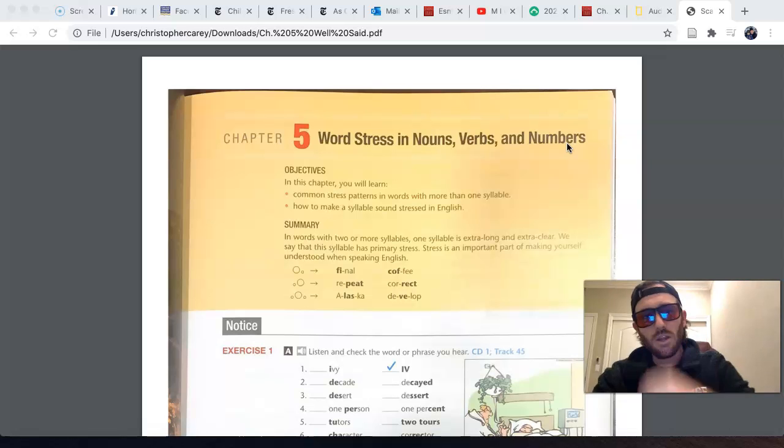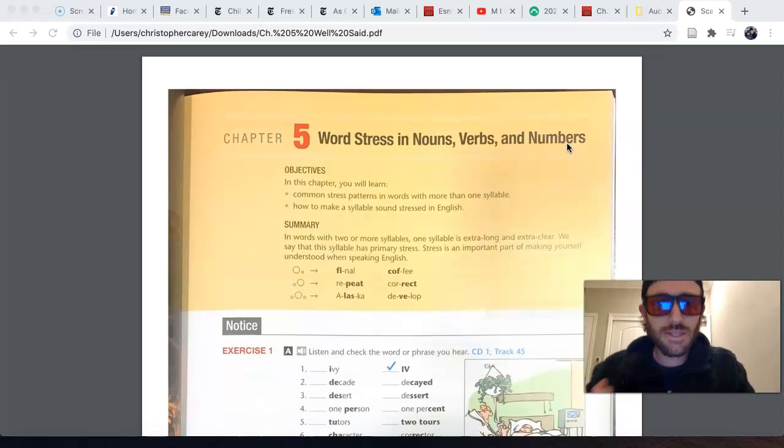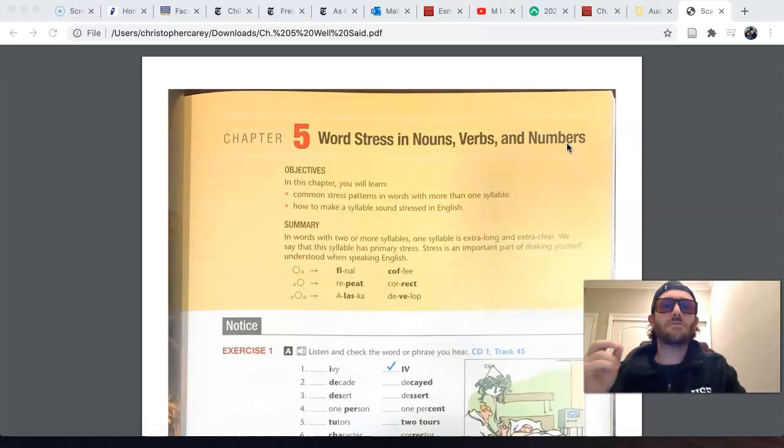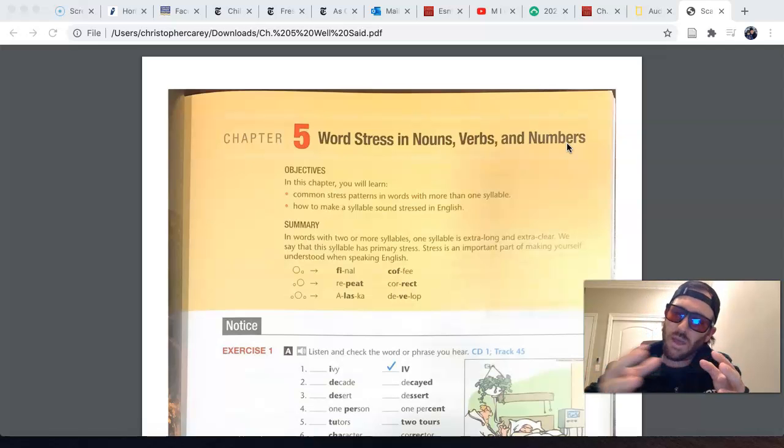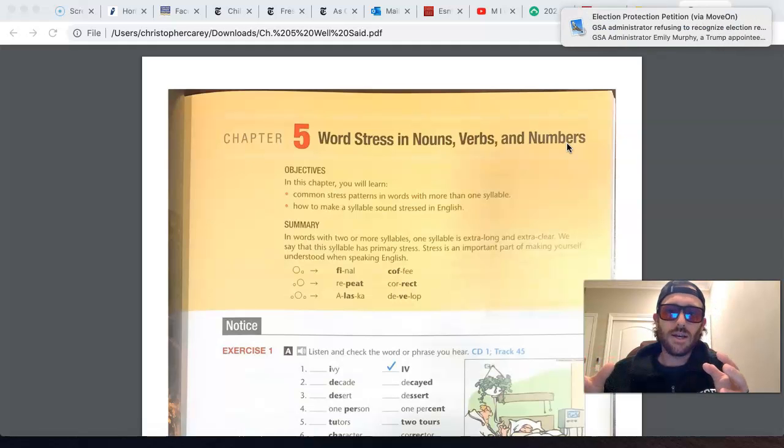And then we're going to look in greater detail at how to make syllables sound stressed in English. How do we do that? How do we make a syllable sound stressed? We'll give you some tips for that. We're also going to look at how to stress different types of verbs and nouns that we didn't look at in 65. So we're going to expand upon the rules that we've already discussed in the previous class.